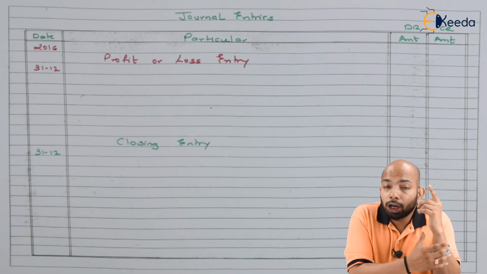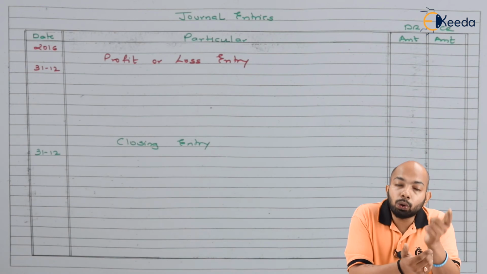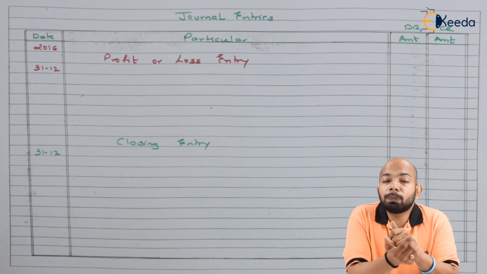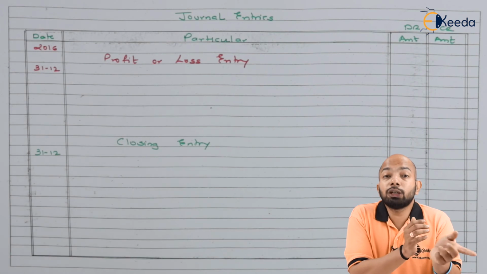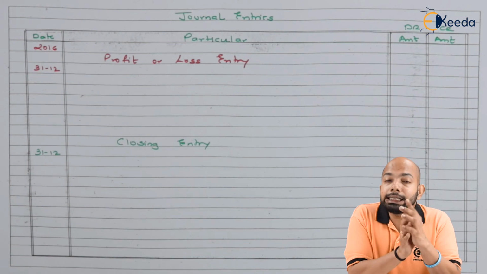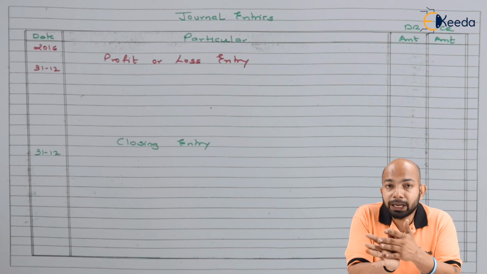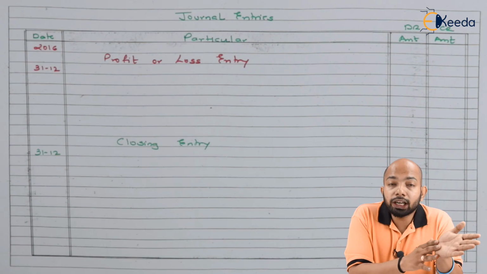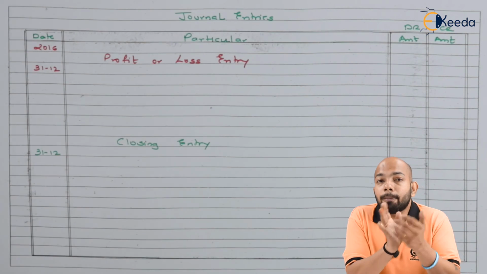Now apart from that, we'll be keeping this page blank. We'll be going ahead with the preparation of the ledger first, and after that we'll come here and rewrite these journal entries for your reference. So I'm keeping this page aside. After this we'll go ahead with the ledger formation first, and then we'll come back to this sheet.